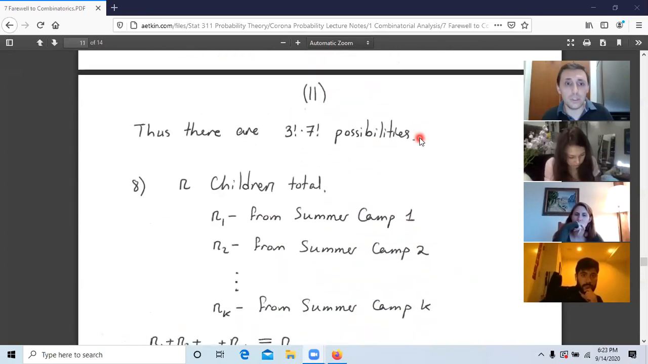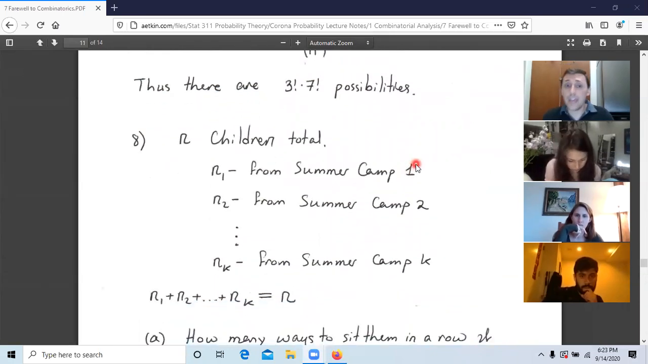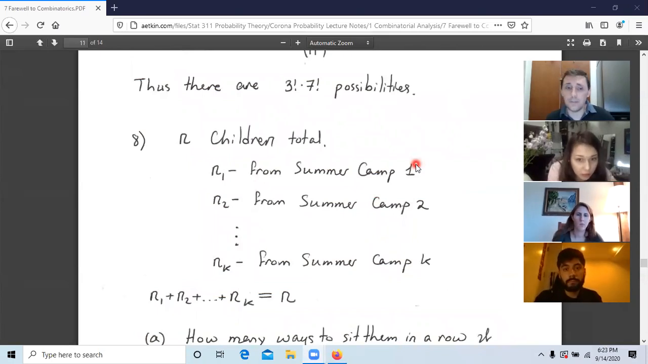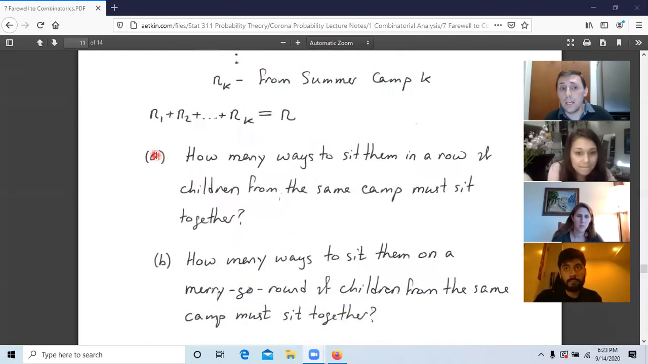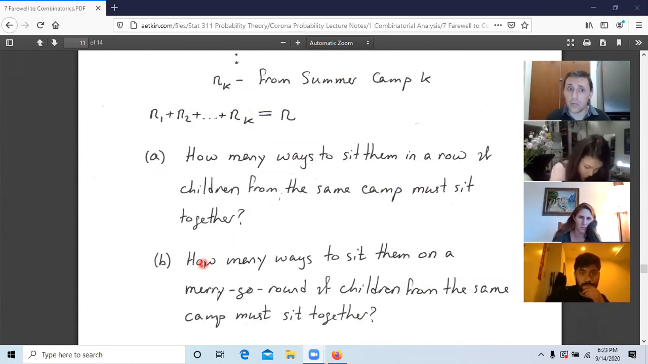Here, right? So you understood this problem, right, guys? If so, let's see if we can generalize the situation. So we have N children in total, and n sub 1 of the children are from camp one, and n sub 2 of the children are in summer camp 2, and all the way to n sub K of children in camp number K. So obviously all the children are in some camp, so the sum of the n sub i is all the children in total, and you are asked to do the same thing. In A, how many linear orderings, how many ways of putting them in a row where people from the same camp are together, and in B, same thing, but you put them on a merry-go-round.